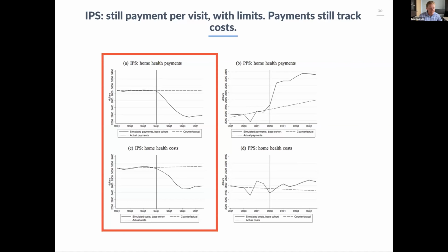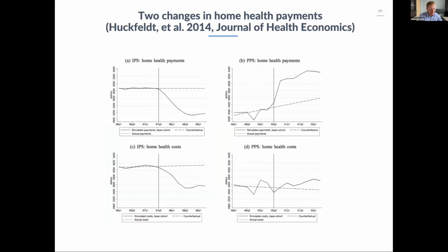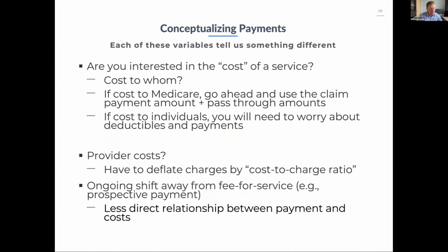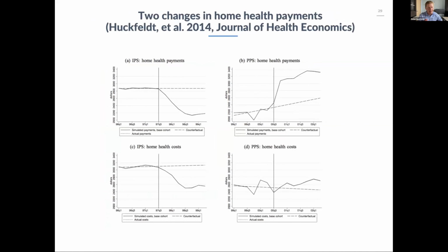So one point I just wanted to make is that it used to be that costs and payments would go in the same direction because it was fee-for-service reimbursement. So when costs went up, payments also went up. But now there's more and more episode-based payment, bundled payment, and so payments and costs don't track as well as they used to. And this is just an example of that. This is kind of an old paper now, but I think it shows the example.